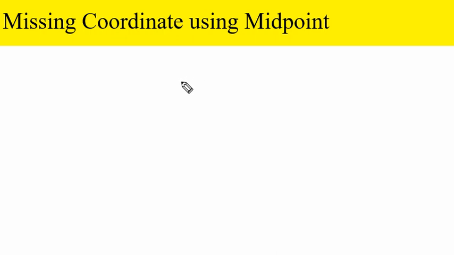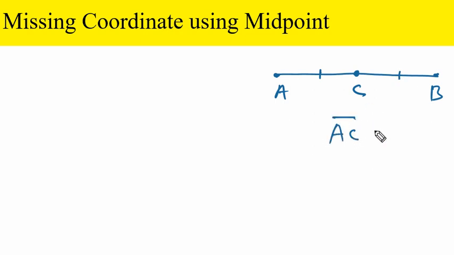Okay, in this video, we are going to talk about finding a missing coordinate using the midpoint. First of all, you should know the midpoint formula on a number line. Let's say you have a segment AB and a point C. If point C is in the middle, then segment AC is congruent to segment CB. They are equidistant. This we have already studied, and they are equal, or you say congruent, right?